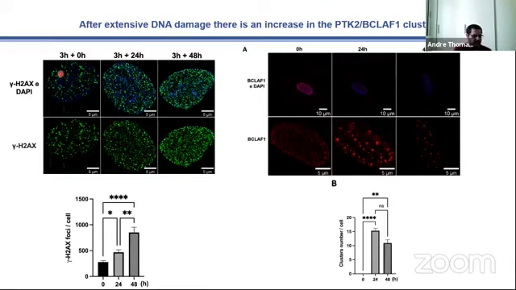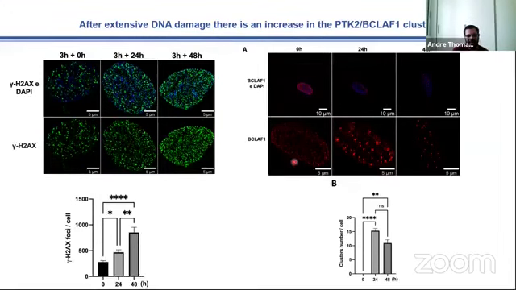If we treat cells with dox for 3 hours and do the measurements, if we treat cells with dox for 3 hours and let the cells recuperate for 24 hours, and if we treat the cells for 3 hours with dox and let them recuperate for 48 hours, we see that there's an increase of gamma H2AX sites, meaning that cells are not able to recuperate from this treatment, okay?